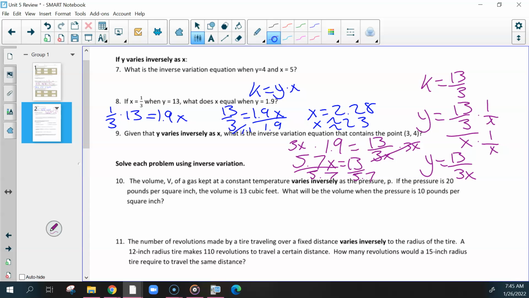Do we have any questions on that one or any other questions in objective 2? Questions in objective 3? 19.